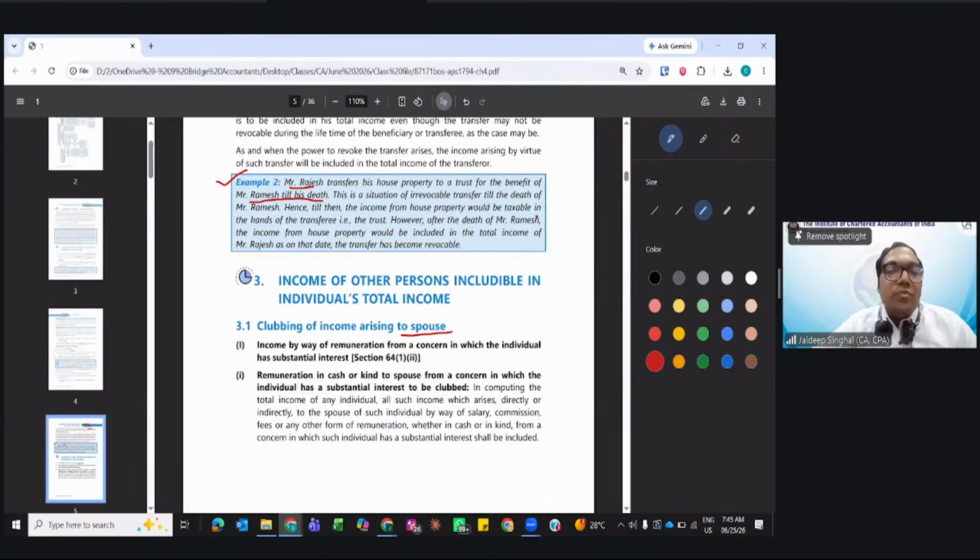However, after death of Mr. Ramesh, the income from house property will be included in the income of Mr. Rajesh. The clubbing will apply after the death. Arun Sagar, is that clear?